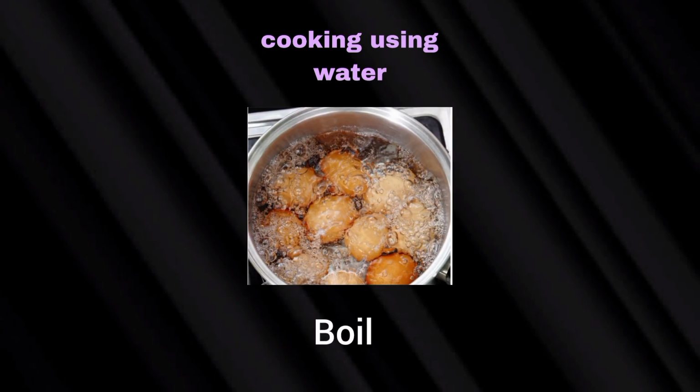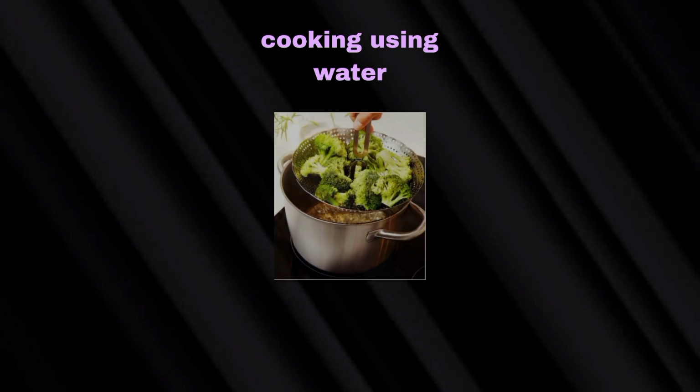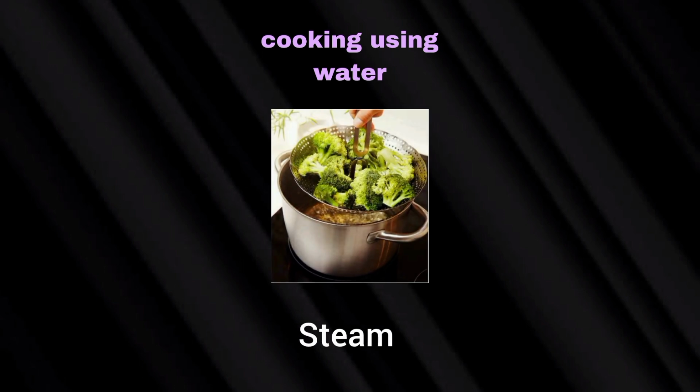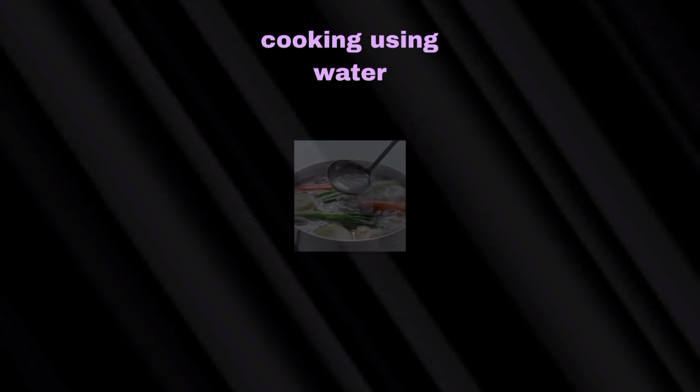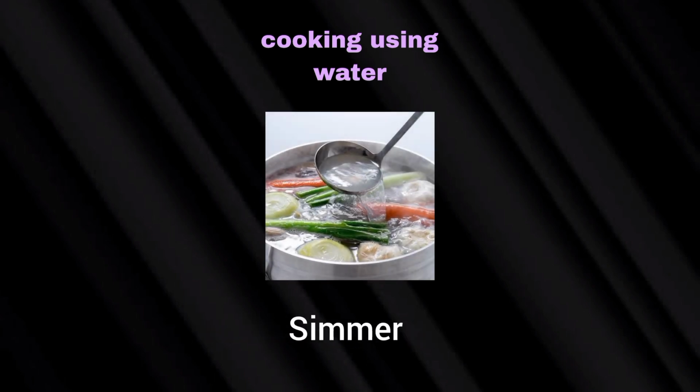Boil. Cook something in very hot water. We boil eggs, vegetables, pasta, and so on. Steam, using the heat coming from the boiling water to make the vegetables softer. Simmer is when water just starts boiling, so we can see some little bubbles.